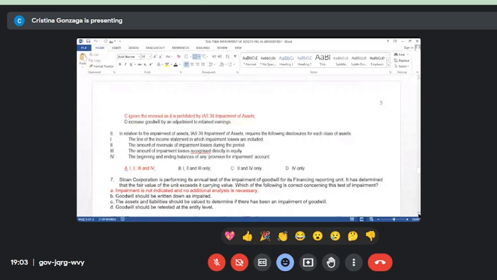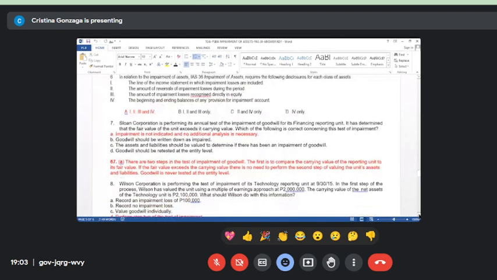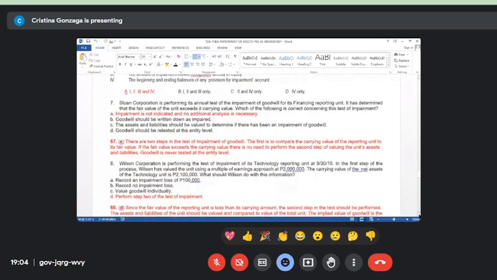Okay, number 6. Answer natin dyan, letter A. In relation to the impairment of asset, PAS 36 impairment of asset requires the following disclosure for each class of assets. Answer natin, all are required. Letter A. No? Next, 7. Answer natin, letter A. Yan.